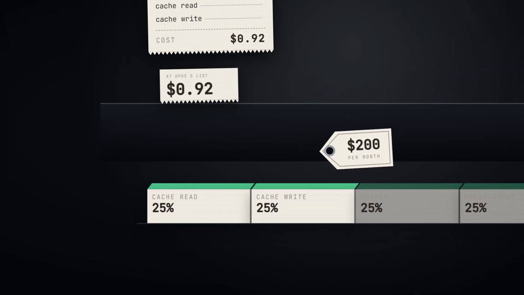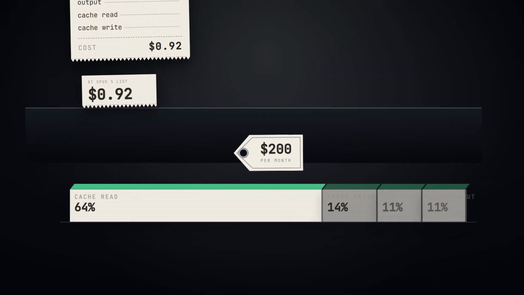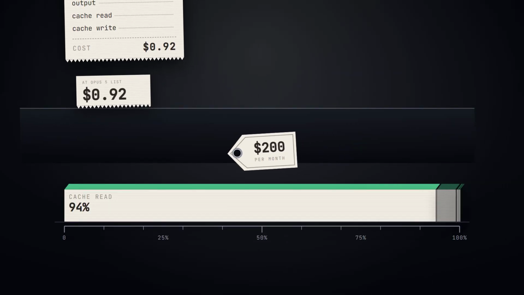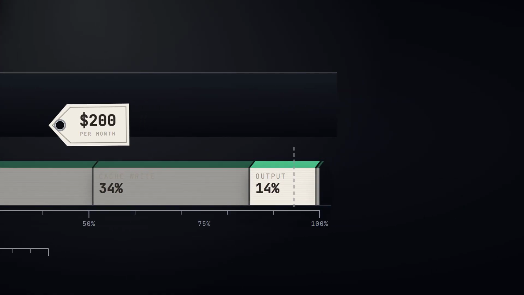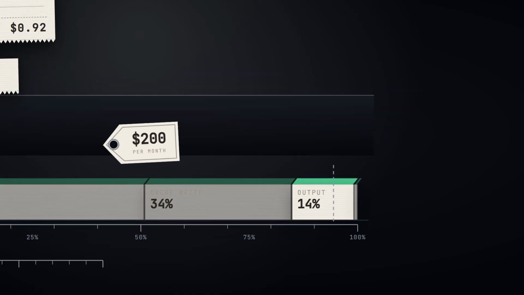Measure those 4 by volume, and the cache reads swallow 94% of the tokens. Measure the same 4 by cost, and they drop to 51%, because the cache read only costs a tenth of fresh text. Output runs the other way, since it's half of 1% of the tokens, and yet it carries 14% of the cost. So count tokens, and you're measuring the cheapest thing on the bill.